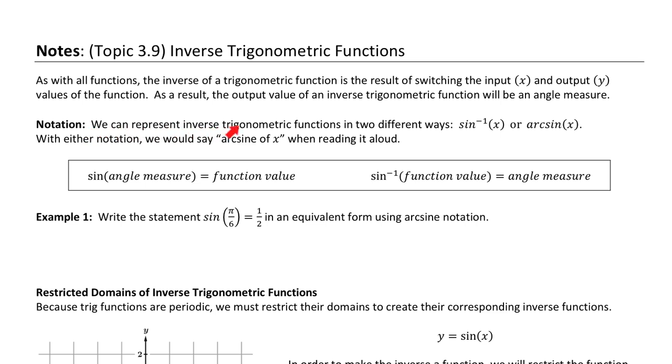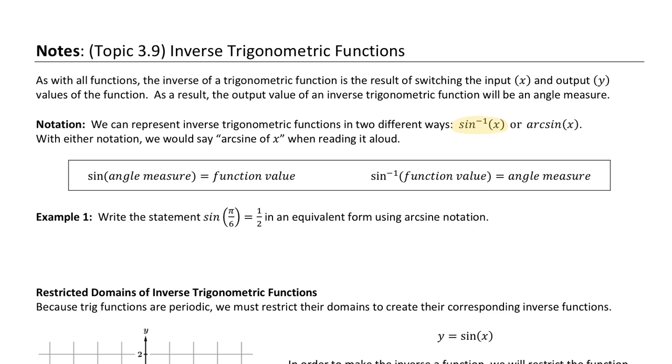We represent inverse trigonometric functions in two different ways. Your first option, and the one I use the most, is inverse sine. So it's sine with a little exponent of -1. It's pronounced inverse sine. Notice that the -1 is not behind the x or behind the parentheses. It is behind the sin.